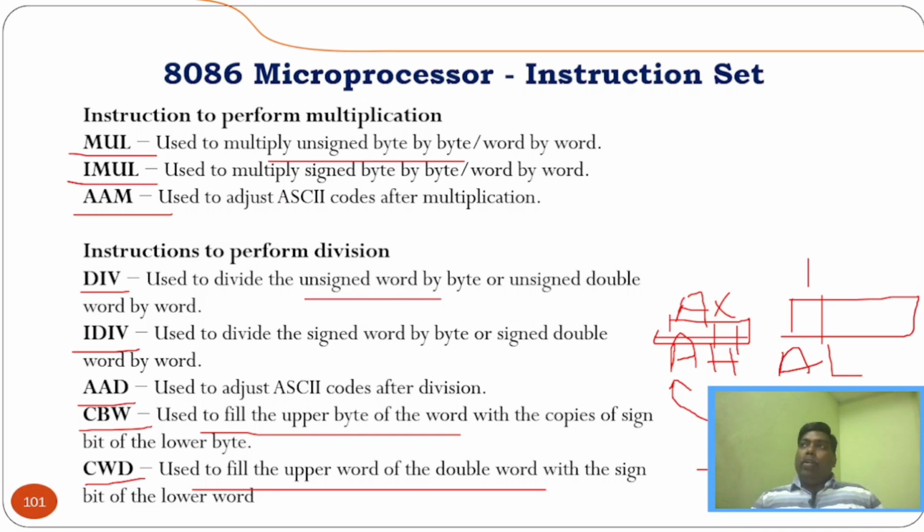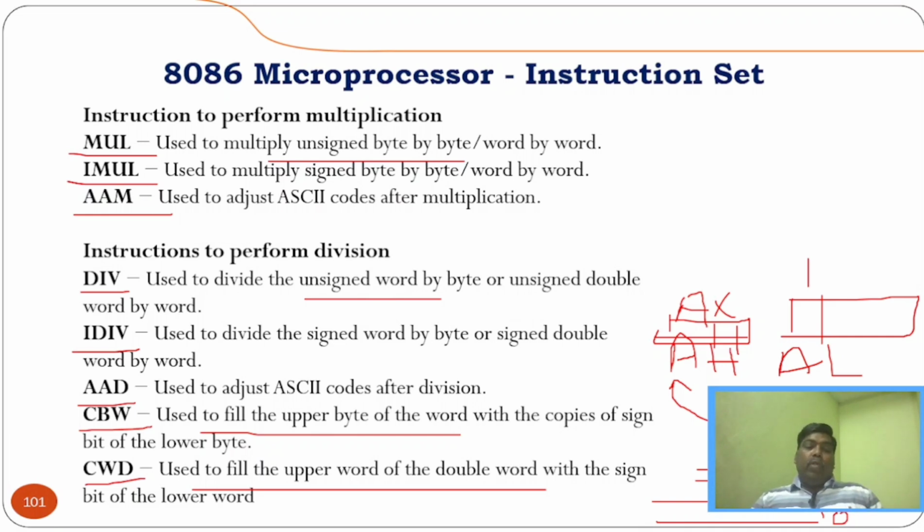Right? So now what it will do is extend the sign bit of the lower word to the upper word. Say for example, if the sign bit, the MSB of this particular AX is 1, then all the bits in the DX register will be 1. If it is 0, then all the bits will be 0. Same as this one, but it is a register pair. That is why we call it a double word, right?